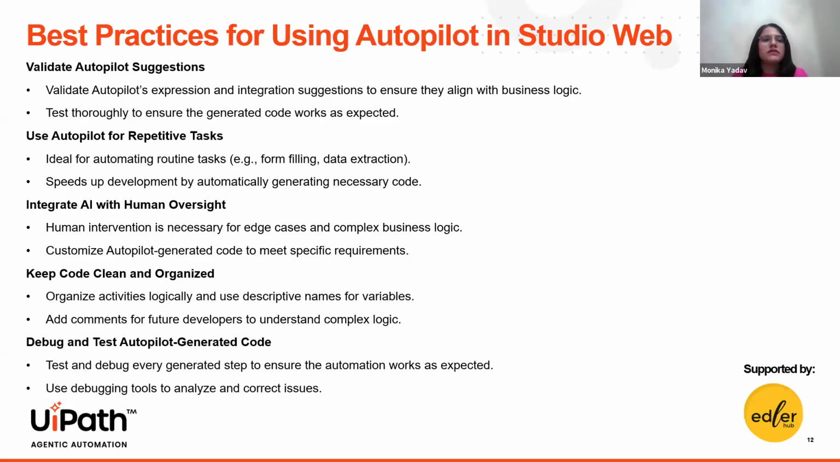Okay. So the first is to validate Autopilot suggestions. Autopilot expressions and integration recommendations are intelligent, but they are not perfect, right? Always review the generated expressions, make sure that they align with your business rules, and verify that the field mappings, conditions, or data manipulations are correct. Just because something is correct syntactically doesn't mean it meets the business process requirement. So thorough testing is essential before moving our code from development to production. Okay.